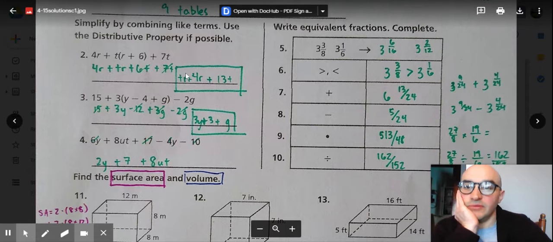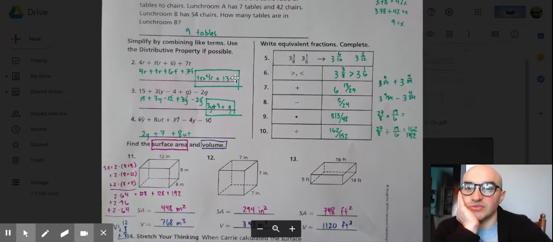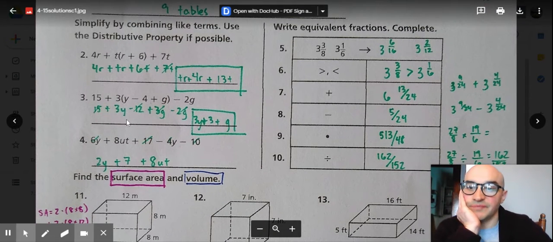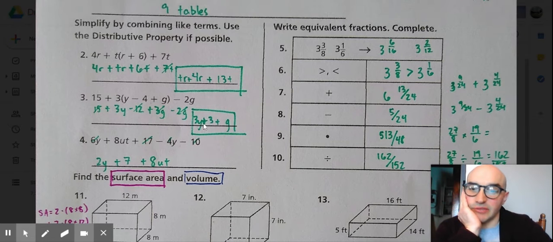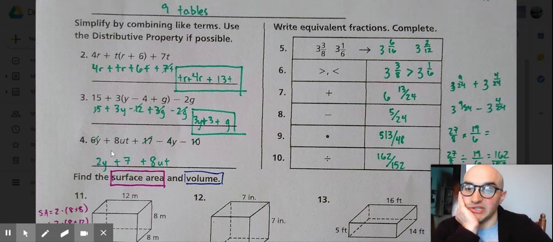So here, 4r can only be combined with other r's, 7r can only be combined with other 7r's, and t can only be combined with other t's. So this is just one of those practice skills here. Once again, I did my distributive property and then combined it here for number 3, and did the same thing here for number 4, excuse me.